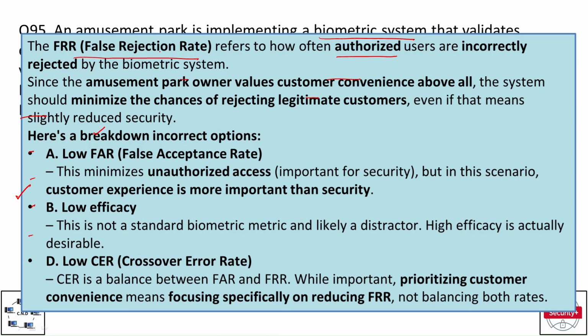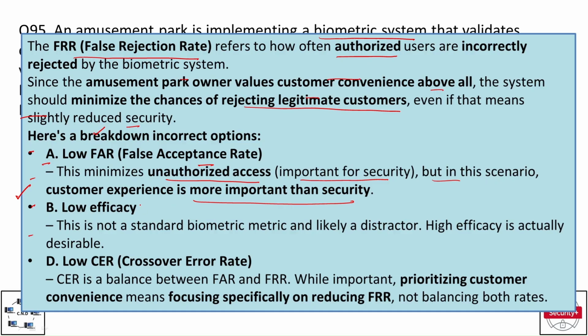So the FRR, or false rejection rate, refers to how often authorized users are incorrectly rejected by the biometric system. Since the amusement park owner values customer convenience above all, the system should minimize the chances of rejecting legitimate customers, even if that means slightly reduced security. Here is a breakdown of incorrect options. Option A, low FAR, that is low false acceptance rate. This minimizes unauthorized access, which is important for security, but in this scenario, customer experience is more important than security.